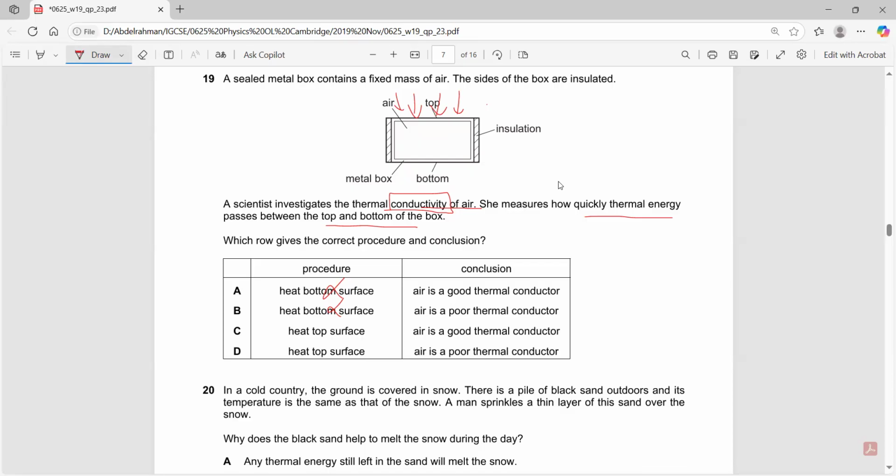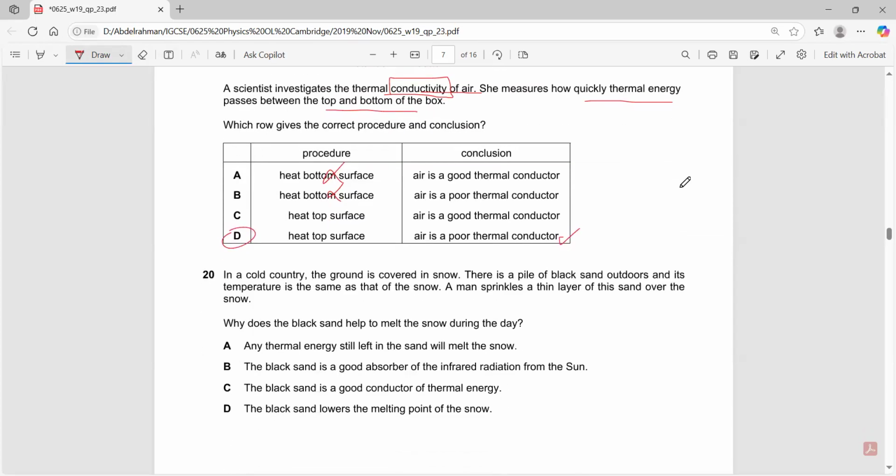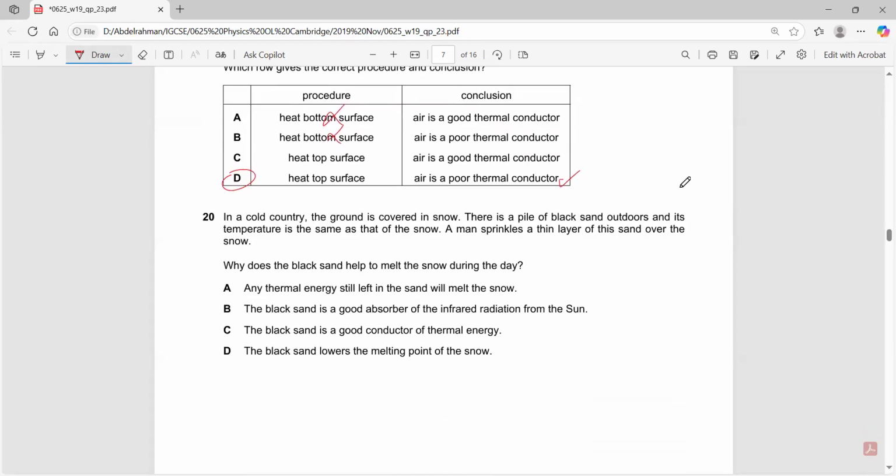Because the air is a poor conductor. The air is a poor conductor of heat if you start to heat it up from the top surface.